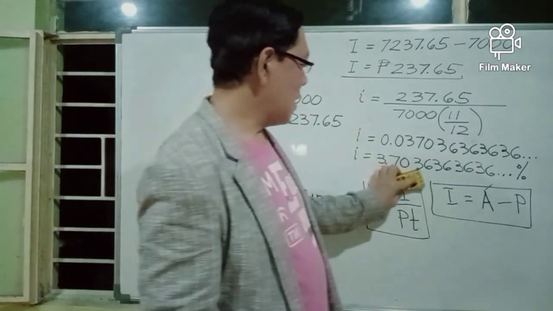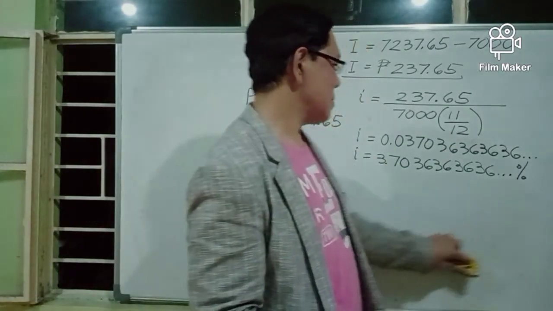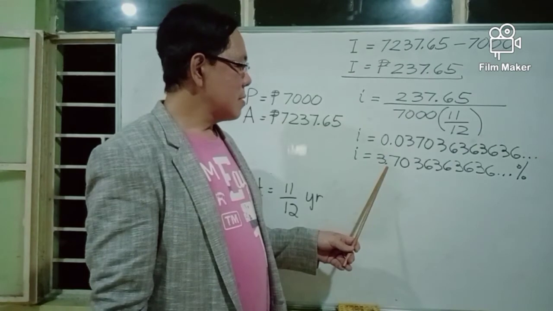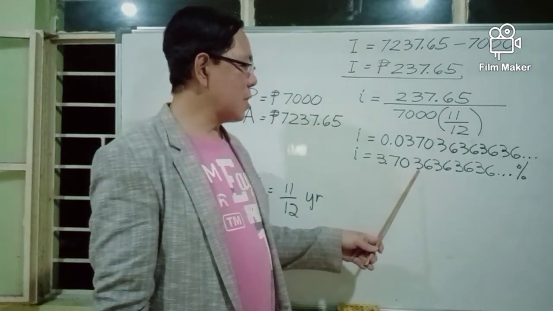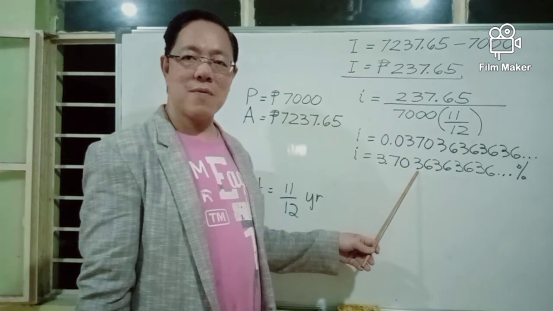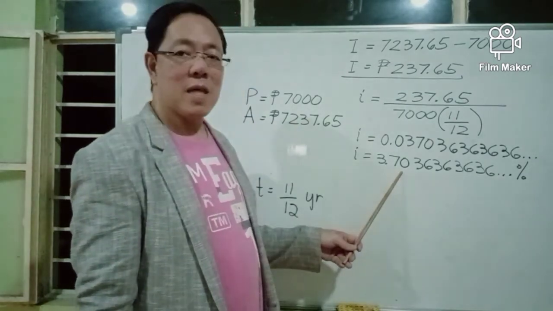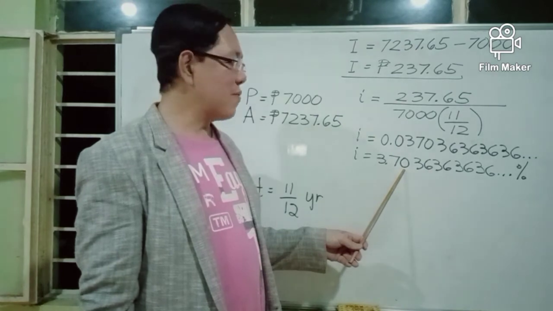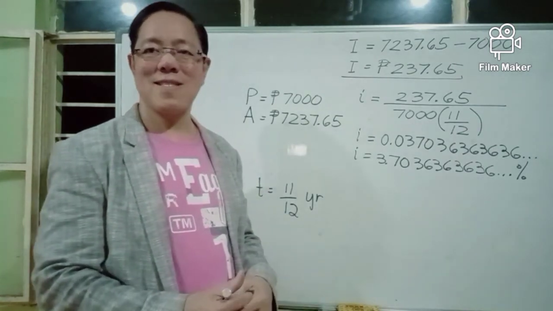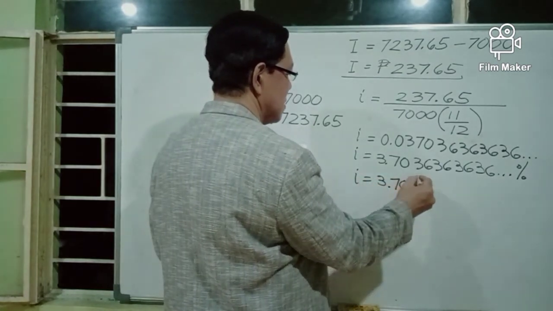And now we round this off to give our final answer to two decimal places. To round this off to two decimal places, you count three after the decimal point, 1, 2, 3. Hence, 3 is the digit to be rounded off. And since 3 is less than 5, we simply drop 3 and all the digits to its right. And we do not add 1 to the preceding digit, the digit that comes before 3, which is 0. Hence, the final answer to two decimal places is 3.70%.